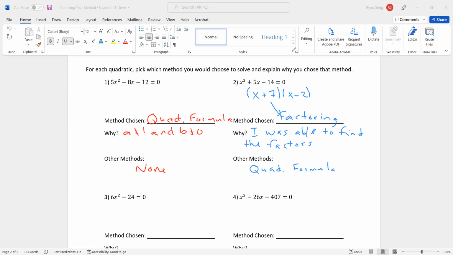Okay, completing a square, you could do it. It's just going to be disgusting because B is odd. So with what I showed you on the front page, I would say factoring or quadratic formula on number 2. Scroll down to 3 and 4.